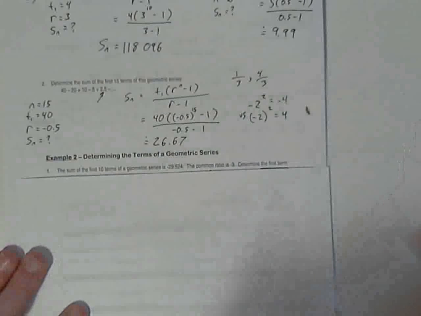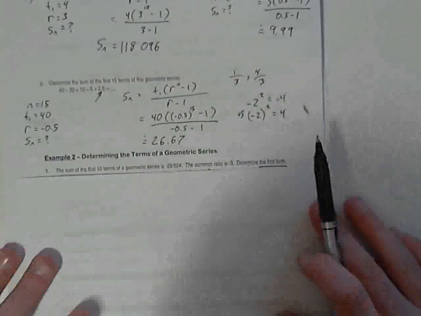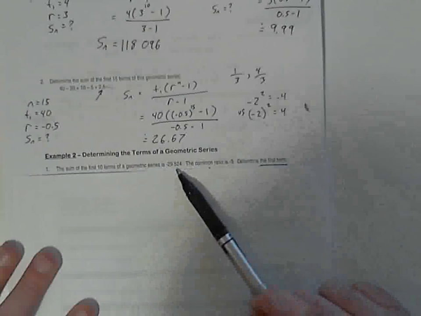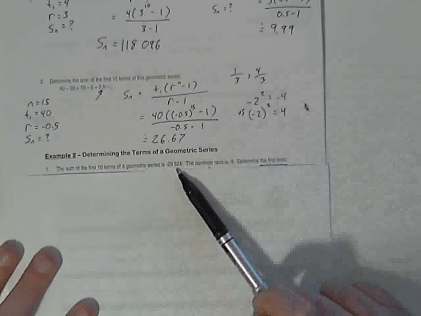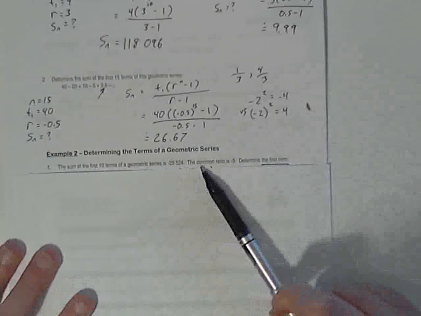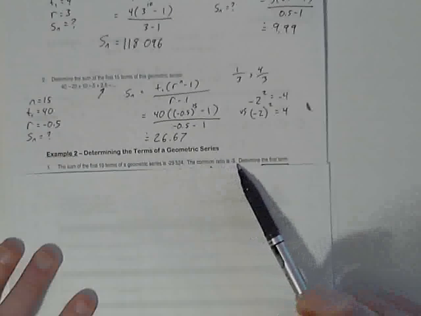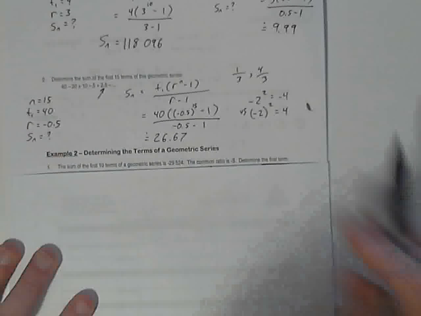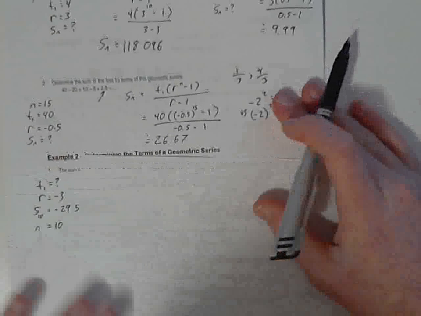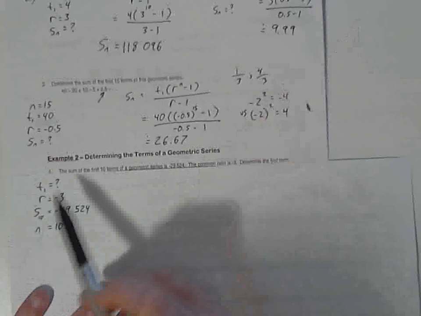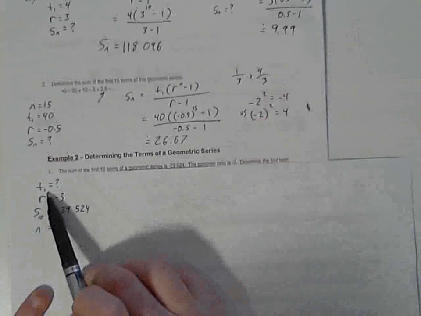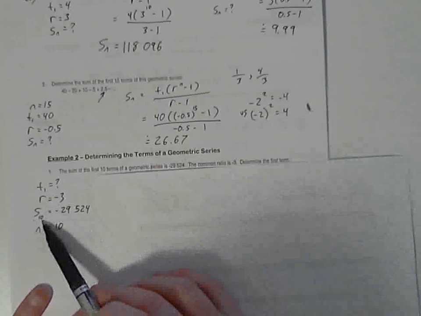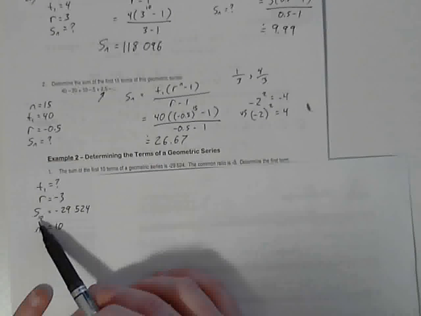So, what do we know? T1 is what we're trying to solve for. We don't actually know that. Our r value is negative 3. Okay. We know S10. We know the sum of the first 10 terms is negative 29,524. And we also know the length of our series is going to be 10 terms long, n equals 10 as well. So this is, again, going to be the formula with the n, not the tn. So it's the same formula we were using up here. So we rewrite out the formula and sub in what we know.